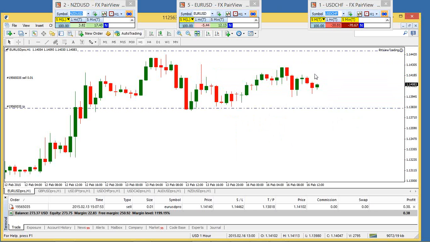So if you're not already in this trade, I still have this one on. You can see I sold one lot on this. I have my entry price at 1.14140. My stop loss is right up here at 1.14462. Take profit at 1.13818. I still like this trade. I still like euro dollar to the downside. So that's one that's still open.